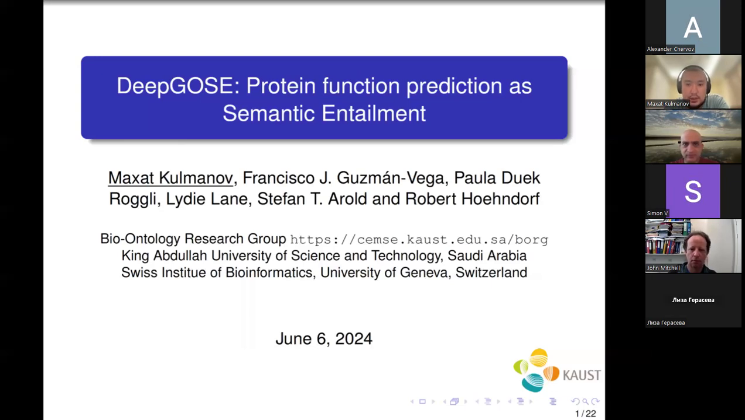I come from a university called KAUST in Saudi Arabia, King Abdullah University of Science and Technology, and I work in a group called the Bio-Ontology Research Group, led by Professor Robert Hoehndorf. Our group was established around 2014, so it's around 10 years since we started. This work was done in collaboration with people from the Swiss Institute of Bioinformatics and the University of Geneva. And yeah, let's get started.